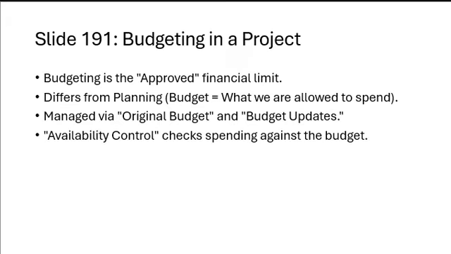Next up, budgeting in a project. Budgeting sets the approved financial limit for project spending. It differs from planning because the budget is authorized funds. It is managed through the original budget and budget updates. Availability control checks spending against the approved budget. Budgeting ensures financial discipline throughout the project cycle and prevents overspending beyond authorized financial limits.